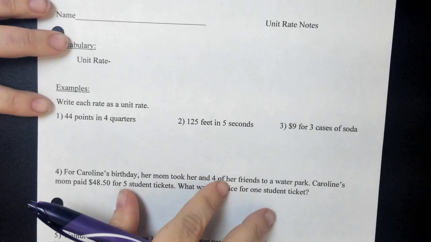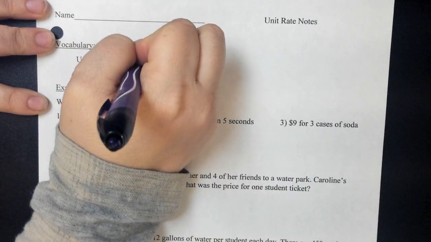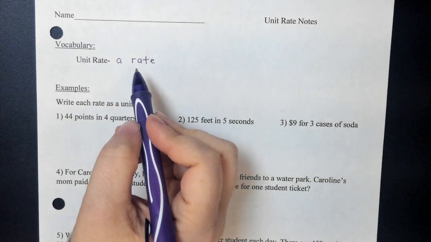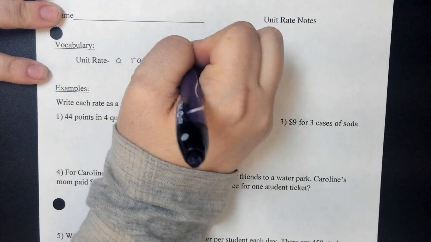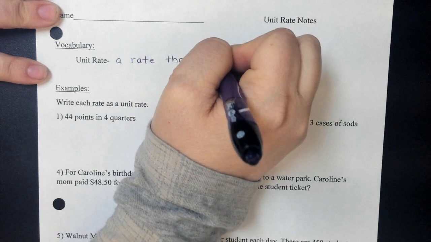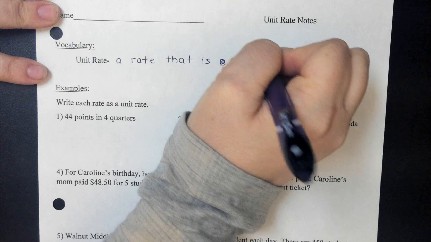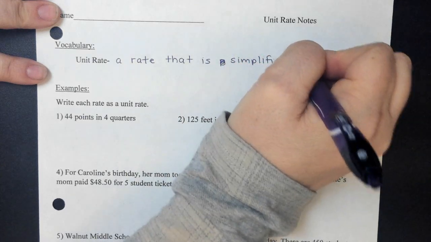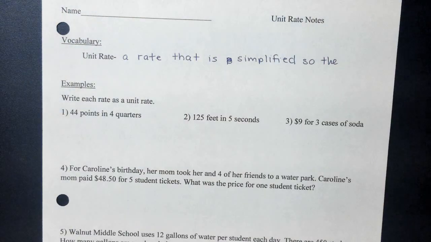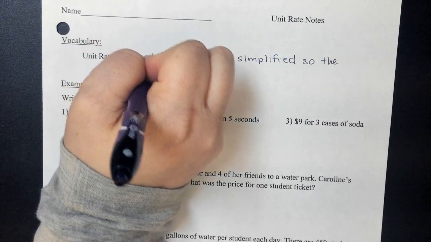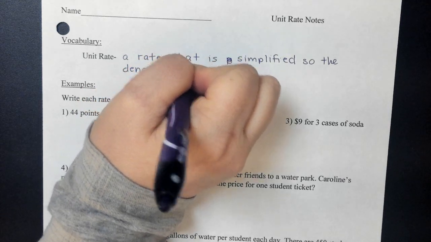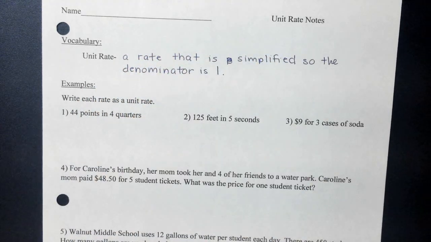Okay. So a unit rate is a rate, which means we'll set it up like we did yesterday. It's just going to be simplified in a special way. So it's a rate that is simplified so the denominator is 1. So it's exactly what we did yesterday, except we have to simplify it in a special way.